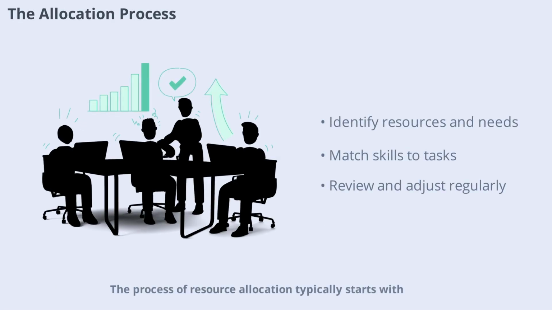The process of resource allocation typically starts with identifying all available resources and understanding project requirements. Next, you match resources to tasks based on skills, availability, and project priorities. This process is ongoing, requiring regular reviews and adjustments as the project evolves. Effective communication and documentation are key to ensuring everyone is on the same page and resources are used efficiently.